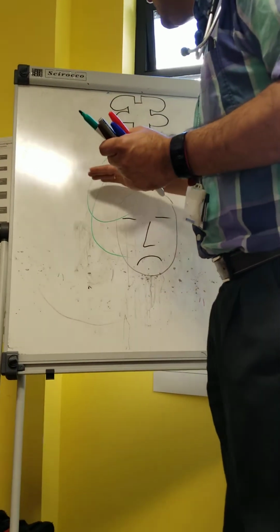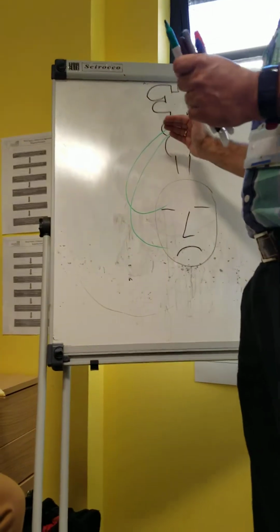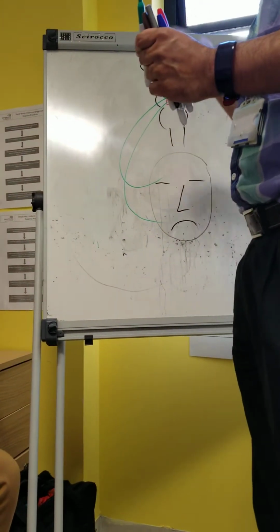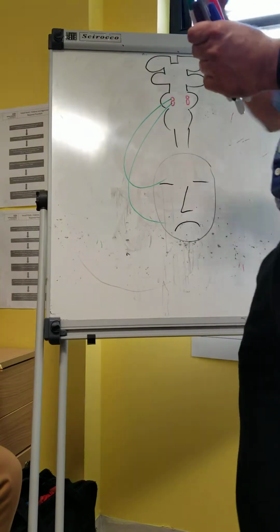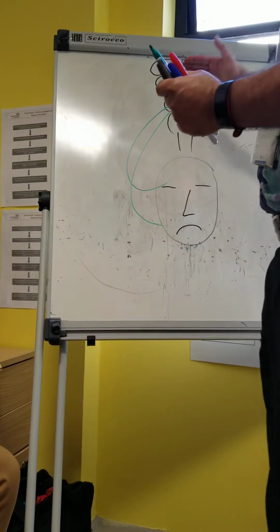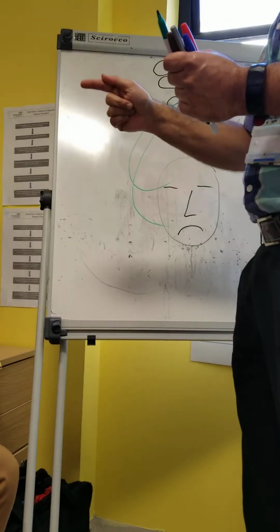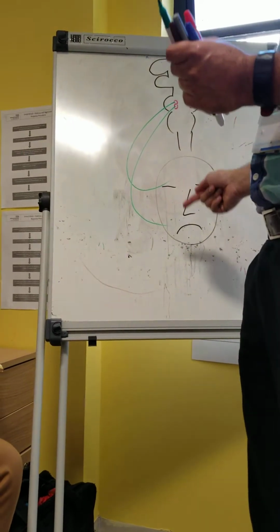So if this nerve is affected, it can affect not only the motor part, but all the other components as well. Is that clear? Whereas if only the nucleus is affected, you would only get a motor problem. None of the others will be affected.